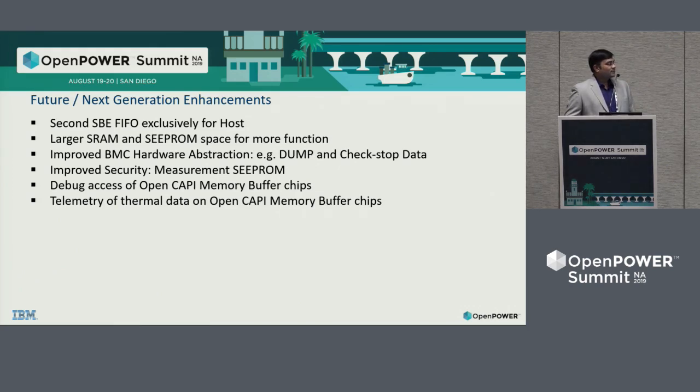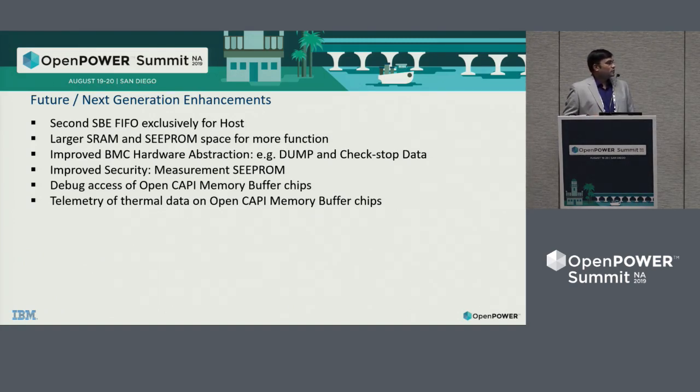We're going to have a larger SRAM because a lot of functionality is coming back into the SBE. So the hardware is getting more and more abstracted from the BMC. So all that is getting sucked into the SBE. So we need more space to grab all those functions. We're going to have dumps and checkstop analysis in the SBE. It's going to assist that overall firmware function.